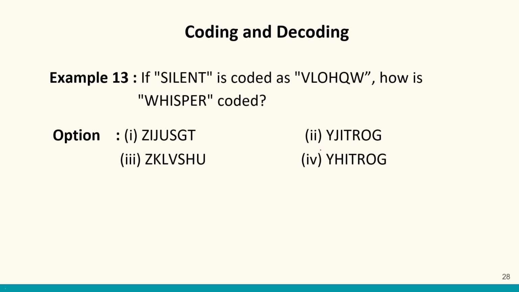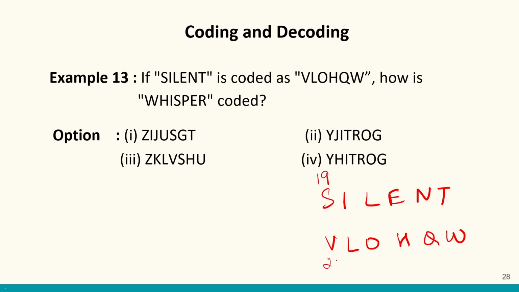Okay. Then silent is coded as this. How is whisper coded? Again, let us quickly solve this. Silent is coded as VLOHQW. So S is 19 and V is how much? V is 22. So I can see an addition of +3. Let's check. L, if we go to O, we are adding 3. I, if we go to L, we are adding 3. E, if we go to H, +3. N to Q is also +3, and similarly T to W is also +3. So we are adding 3.